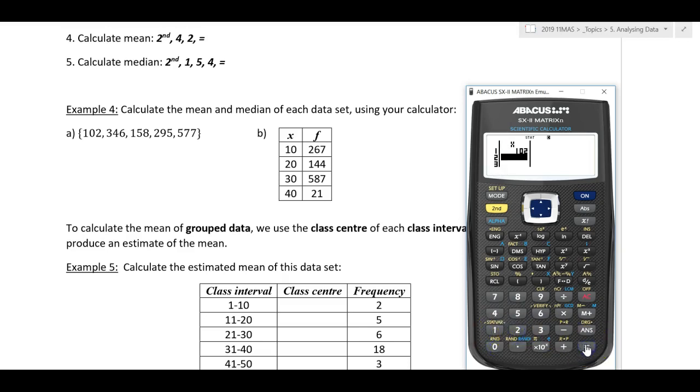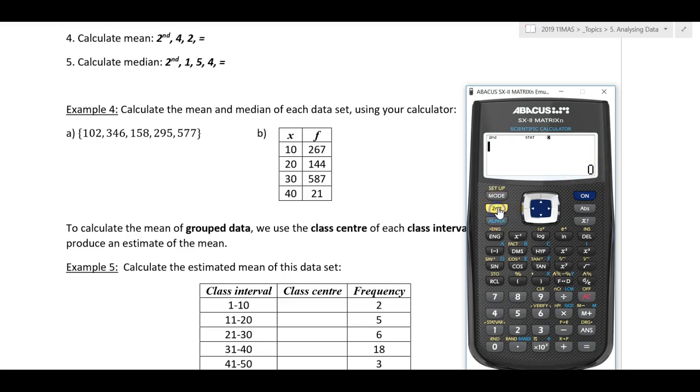102, and I press equals to lock that in, move on to the next one. 346. 158. It's worth glancing at the screen every now and again. Make sure you're not typing in the wrong thing. You haven't accidentally tapped the same button twice or something. 295 and 577. Okay, there's my scores there. Now, this number in the left-hand column is just sort of counting how many rows of data you have. So, I've got 5 rows. There's 5 scores. Right, that's good. All clear. Looks weird. I haven't deleted it, it's saved in there. That little 0 is a bit of a reminder that I'm in stat mode and there might be saved data.